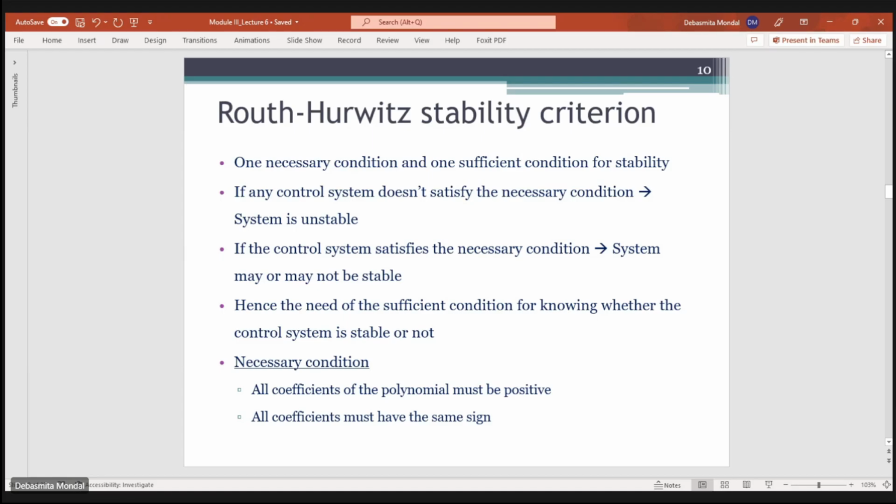So what are the necessary conditions? The necessary condition for stability is that all the coefficients of the polynomial must be positive. In other words, all the coefficients should have the same sign. If you have the characteristic polynomial, and all the coefficients of that polynomial are positive or have the same sign, then the system is satisfying the necessary condition, and we then move to checking whether the sufficient condition is also satisfied or not.